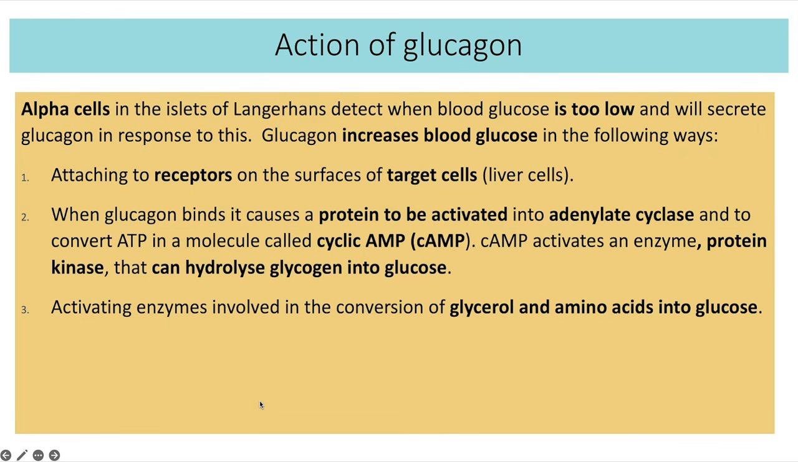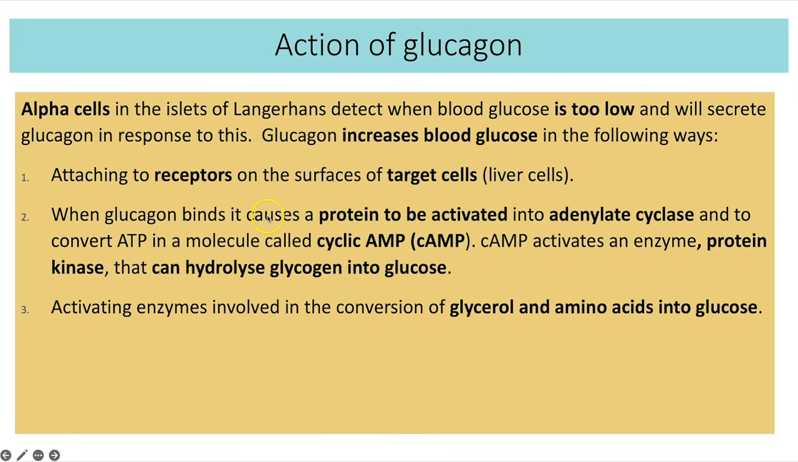Then if we have a look at the action of glucagon, alpha cells in the islets of Langerhans detect when the blood glucose is too low and they will secrete glucagon. So when the glucose is gone, secrete glucagon. And this causes an increase in blood glucose in the following ways.